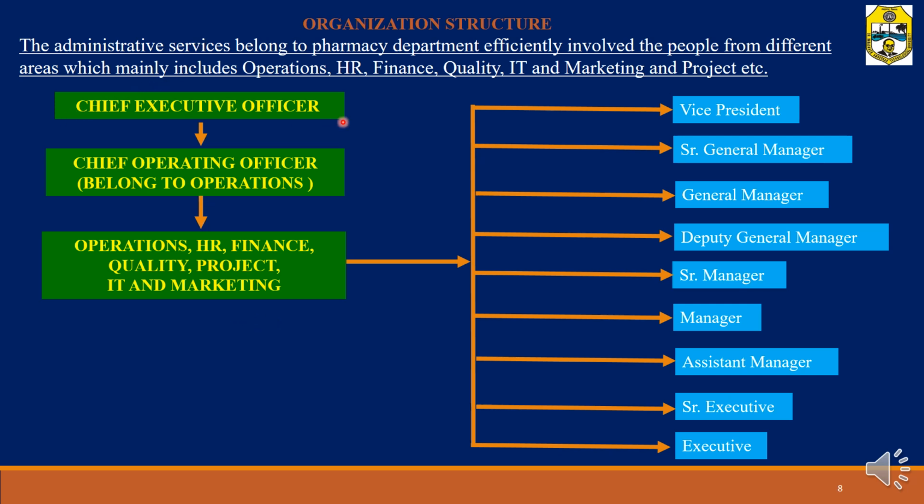So this is the proper organization structure of a hospital pharmacy, which starts with the chief executive officer. Just below the chief executive officer there is a COO, and just below the CEO, different departmental heads are working: people belonging to operations, HR, finance, quality control, projects, IT, and marketing.